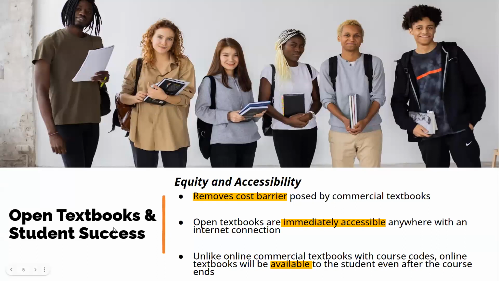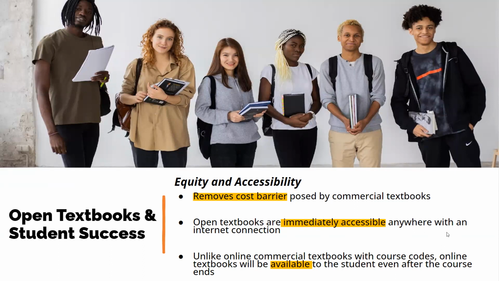So open textbooks and student success. Again, they have been created to encourage equity and accessibility. So it is removing the cost barrier posed by commercial textbooks. As I stated, I've seen textbooks go for around $800 for one textbook. And that class needs multiple required textbooks, right? So we are trying to remove that cost barrier for students and make it so that they are able to have textbooks. So open textbooks are immediately accessible anywhere with an internet connection.